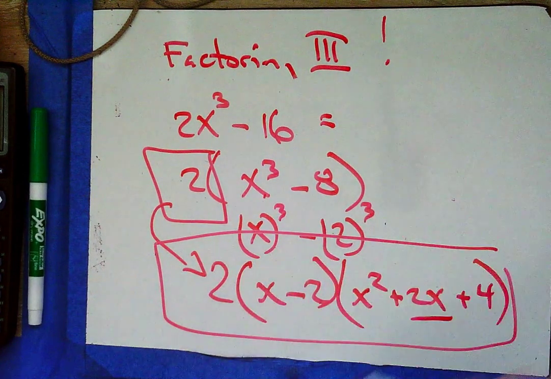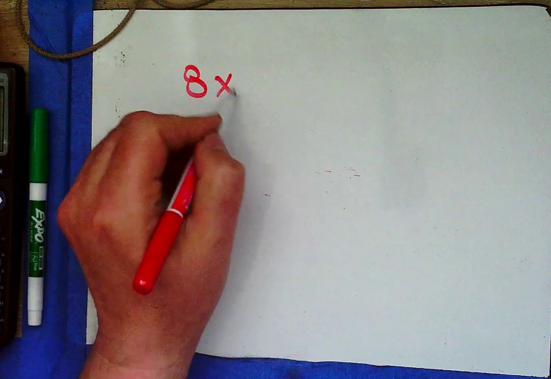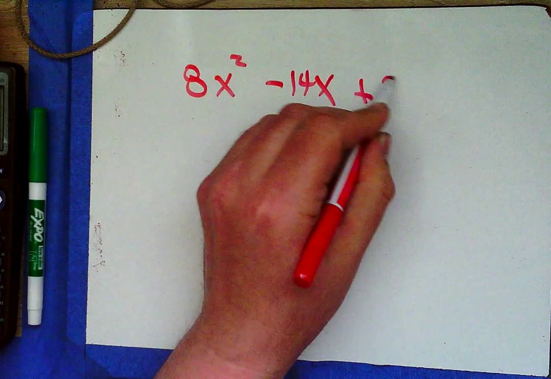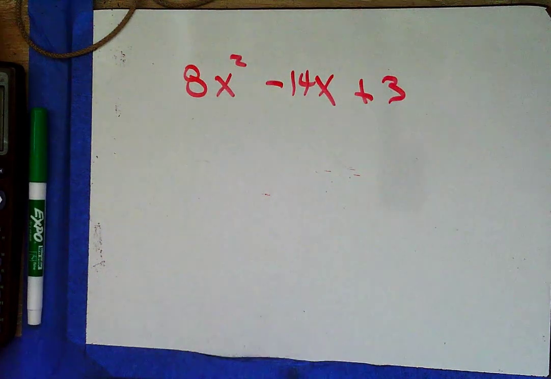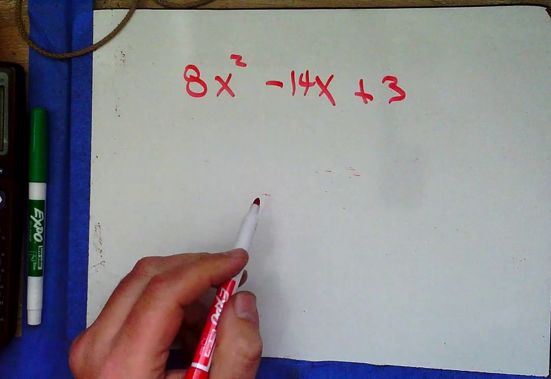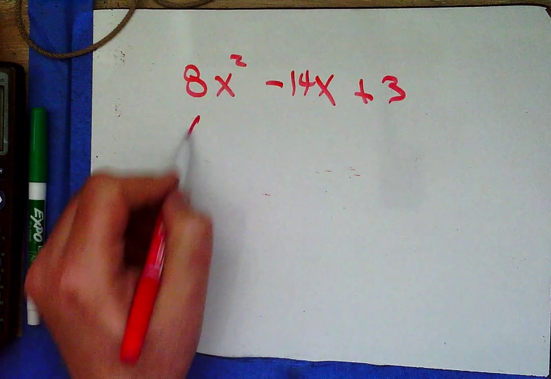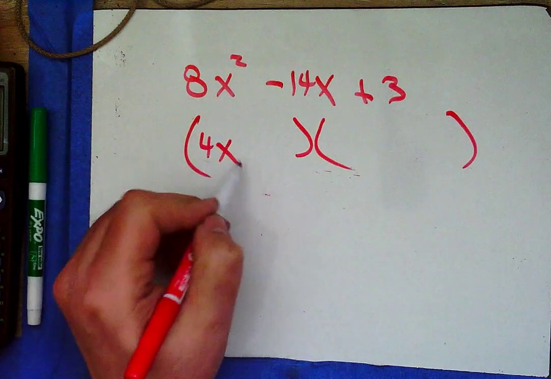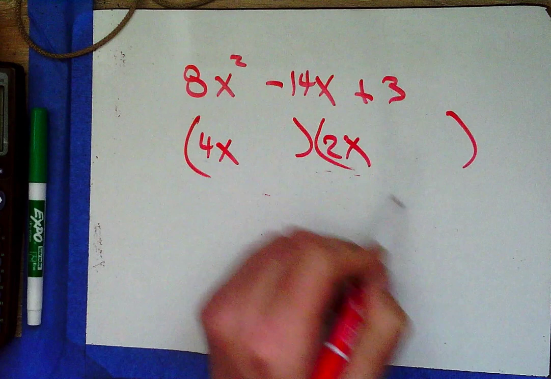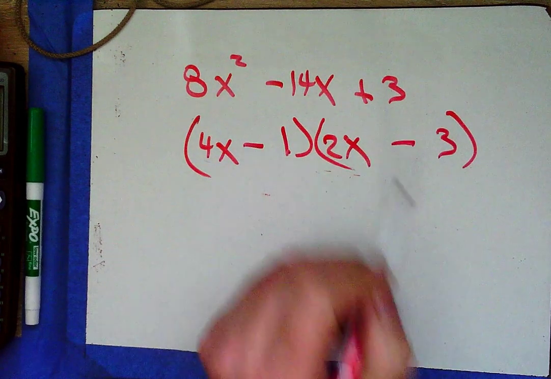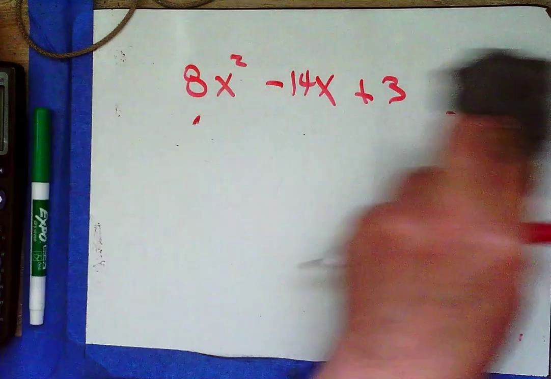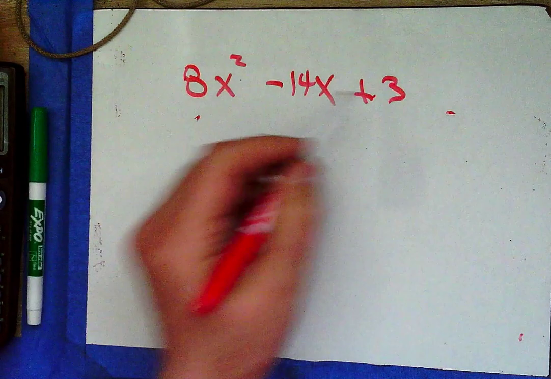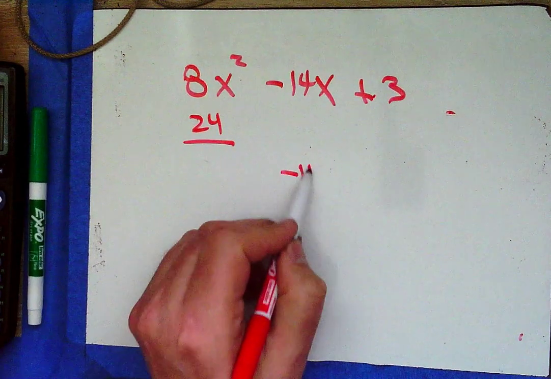Okay? And how about one more? 8x squared minus 14x plus 3. Okay. Pause the video, give this one a try. All right, welcome back. Did you have 4x and 2x, 3 and 1, both with minuses? That's our factored form. I did it with guess and check, but I can certainly show you by saying I want the factors of 24 that add up to negative 14.